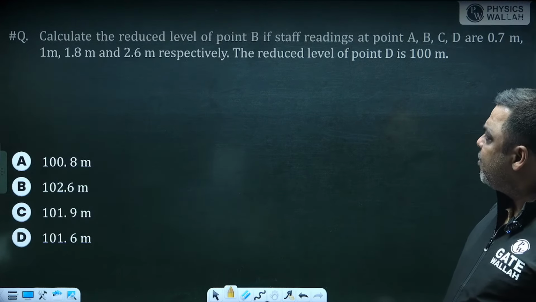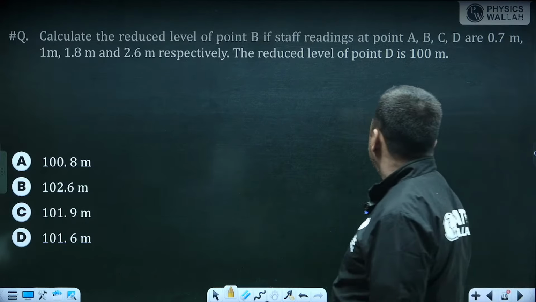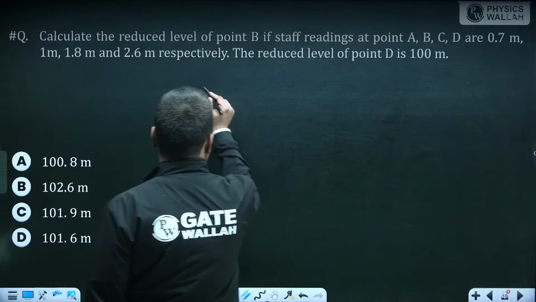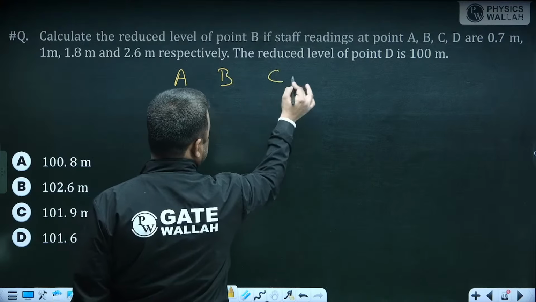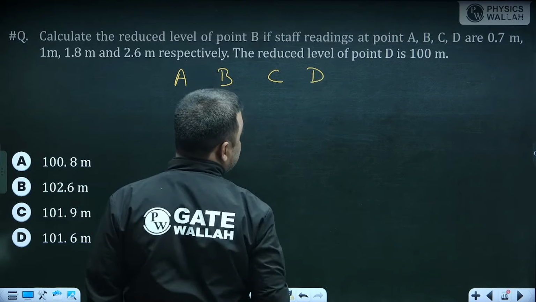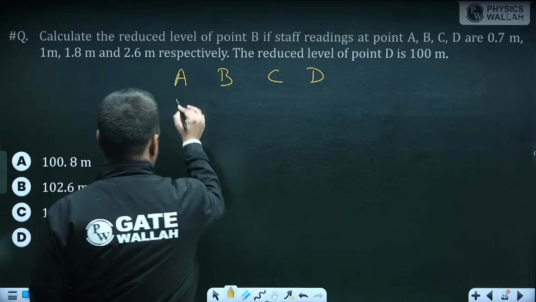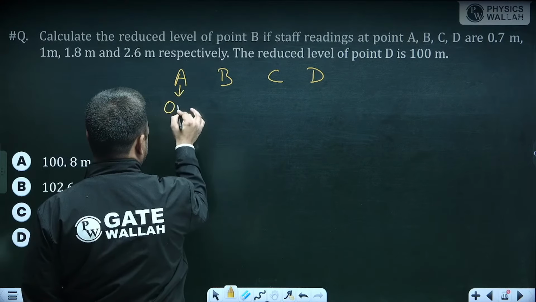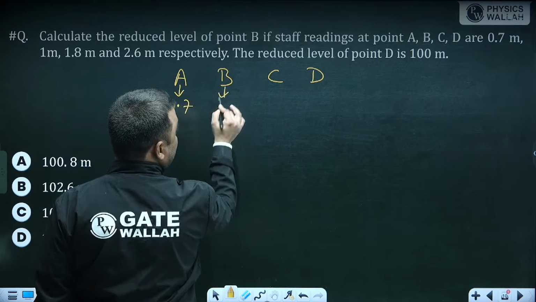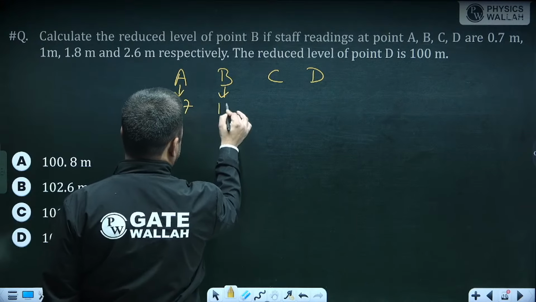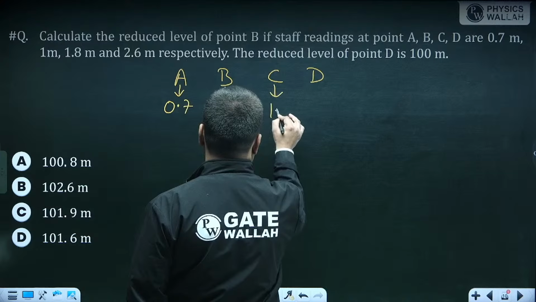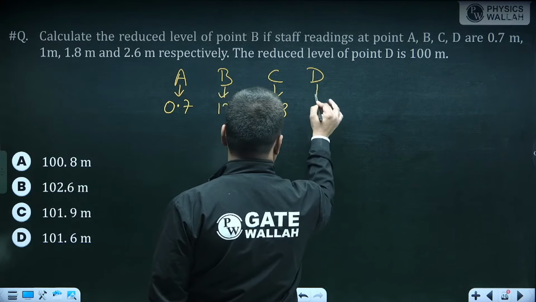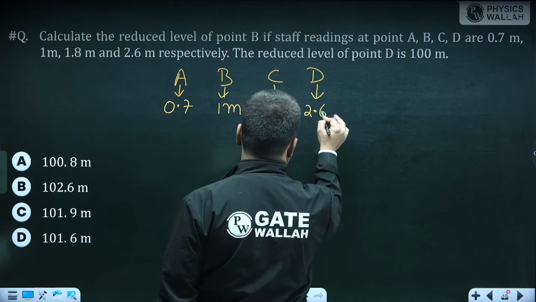Calculate the reduced level of point B if the staff readings at A, B, C, D are as follows. Let me show you a different aspect, a teacher's approach. On A, the staff reading is 0.7. On B, the staff reading is 1 meter. At C, the staff reading is 1.8 meter. At D, the staff reading is 2.6 meter.